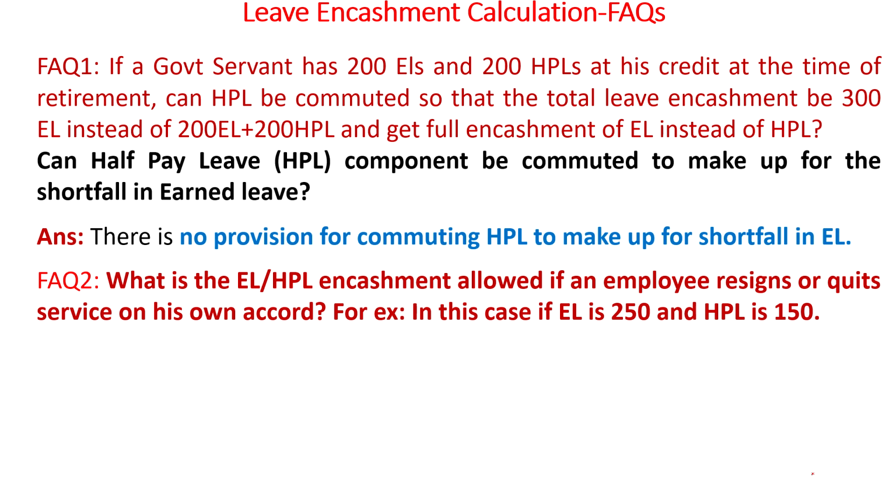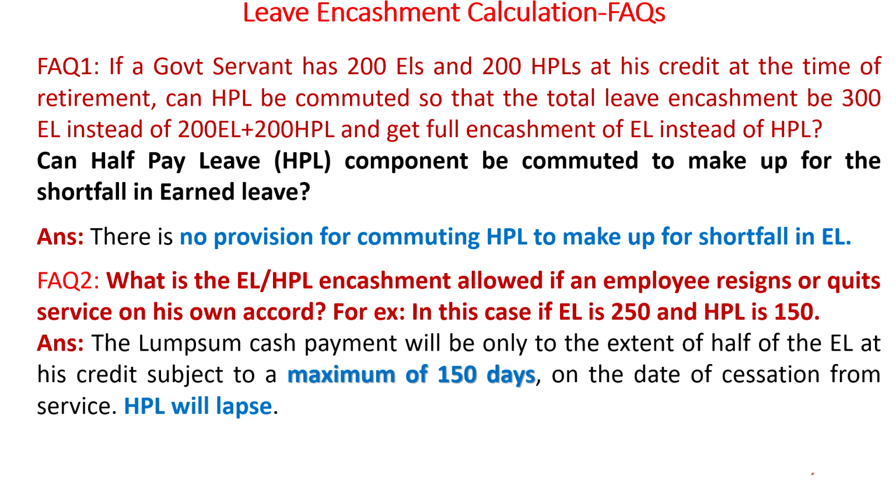And the second FAQ is, what is the EL or HPL encashment allowed if an employee resigns or quits service on his own accord? For example, in a case if he is having EL of 250 and HPL of 150, how does the encashment go? Here, when the employee resigns or quits his service on his own accord, then the lump sum cash payment will only be to the extent of half of the EL at his credit, subject to a maximum of 150 days only. It is not 300, it will be a maximum of only 150 that will be given.